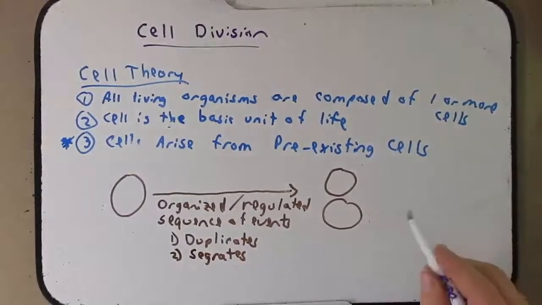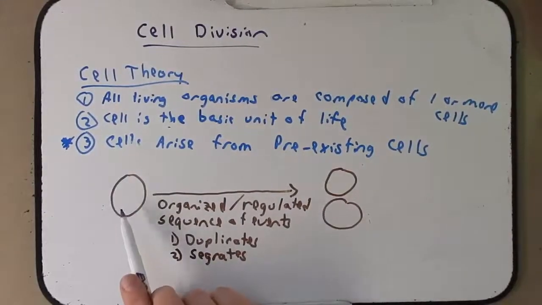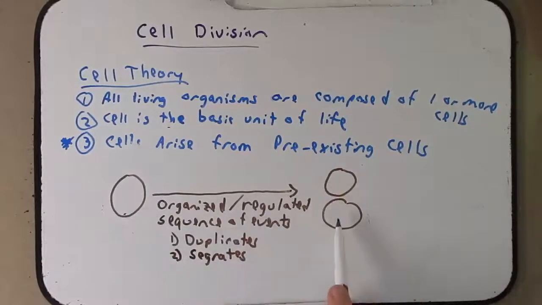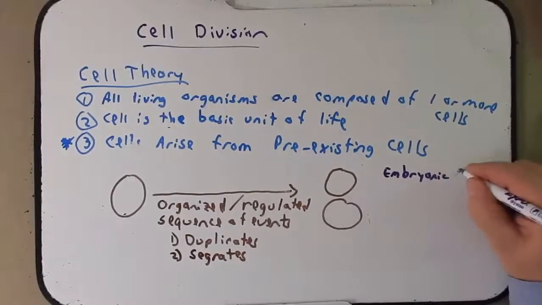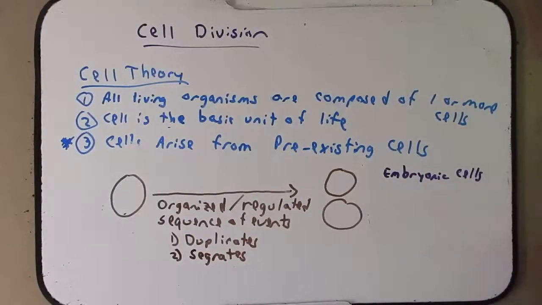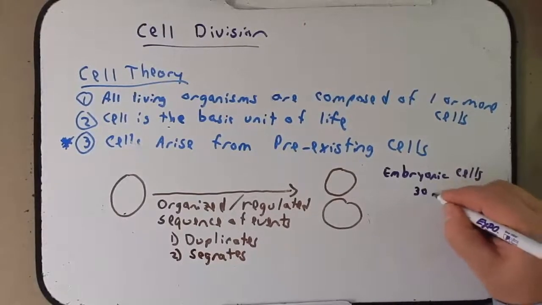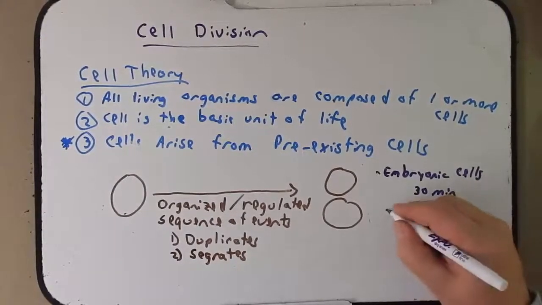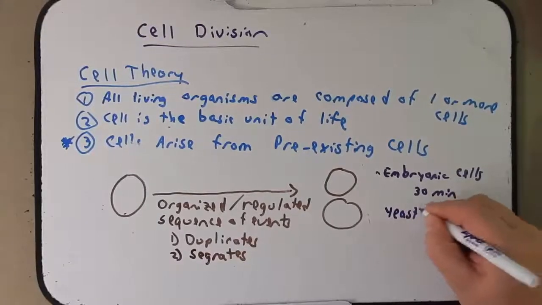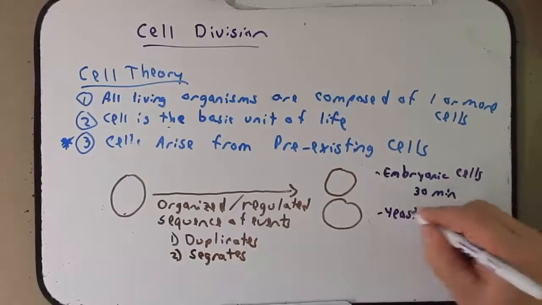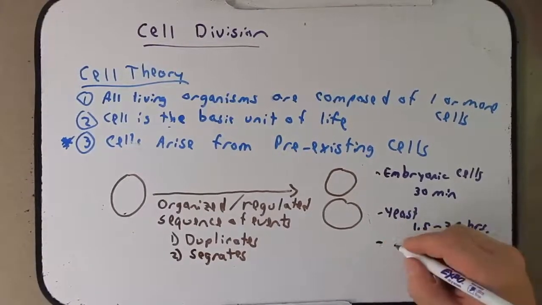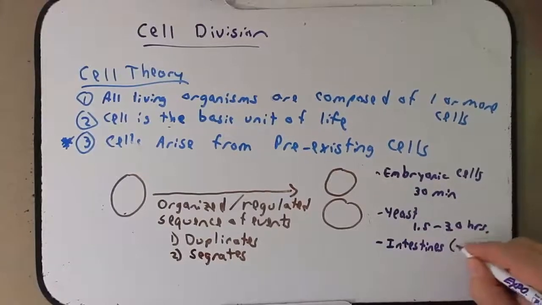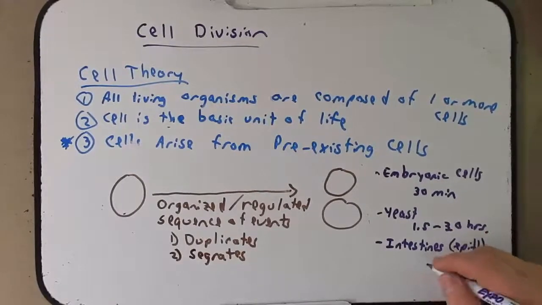So I want to spend a little bit of time talking about the time it takes to go from one eukaryotic cell to two eukaryotic cells. One of the fastest cell divisions would be our embryonic cells. They will take about 30 minutes to divide. Whereas yeast cells, also a eukaryote, but a single cell, take between 1.5 to 3 hours to divide. Epithelial cells, like the epithelium of the intestines, divide fairly fast for eukaryotic cells. They're about 12 hours.